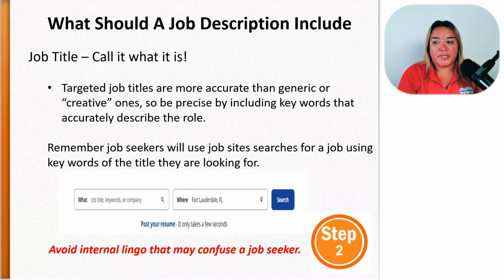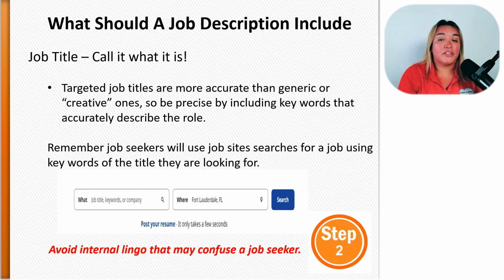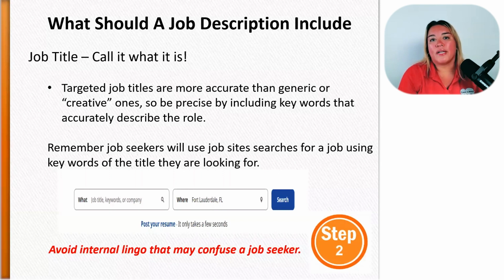So if you look at the screen, when a person is looking for a job and they're going onto job sites, they're going to be typing in job titles or keywords that are going to redirect them to those job postings. So if you're calling a position something that is unique to your company that somebody from the outside may not necessarily understand, the chances are that they may never see your posting. So you want to make sure that when you're recruiting externally, you're sticking to titles that somebody from the outside would understand what it is that you're looking for.